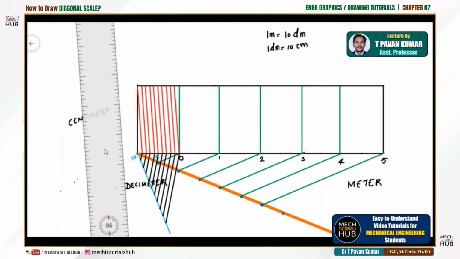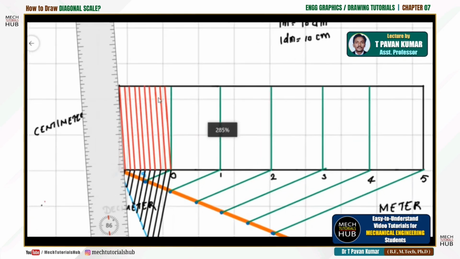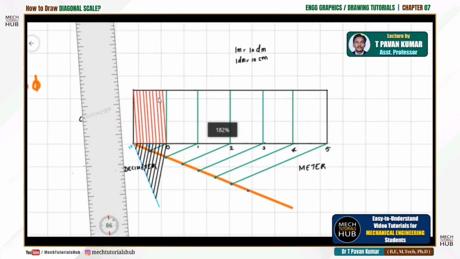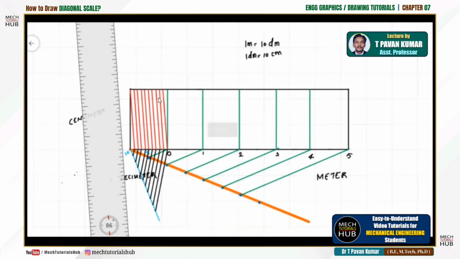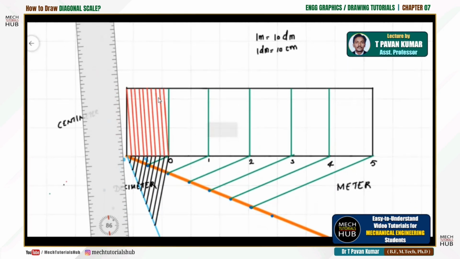That is the only reason. Now the second conversion is 1 decimeter is equal to 10 centimeters. That 10 parts has to be maintained on this vertical line also, which is the 5 centimeter line which I have drawn. Here you could see 1 decimeter is equal to 10 centimeters. So I am trying to zoom so that you have a proper visualization.